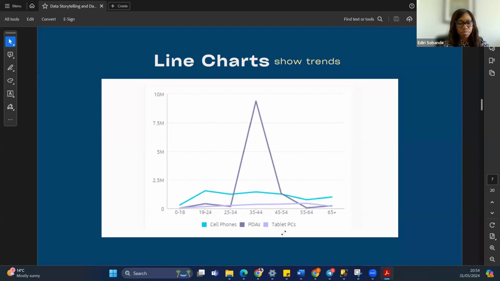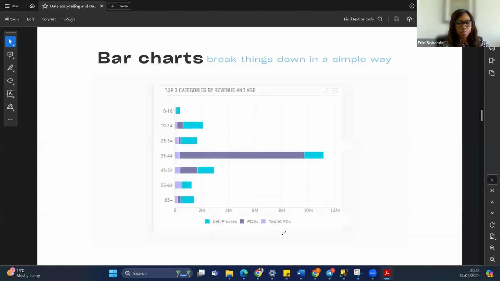The next chart we'll be talking about, Sean, please, the next slide. The next one we'll be talking about is a bar chart. A bar chart helps you to break things down in a simple way. So you have these products and you want to show the different categories. You want to be able to categorize them.